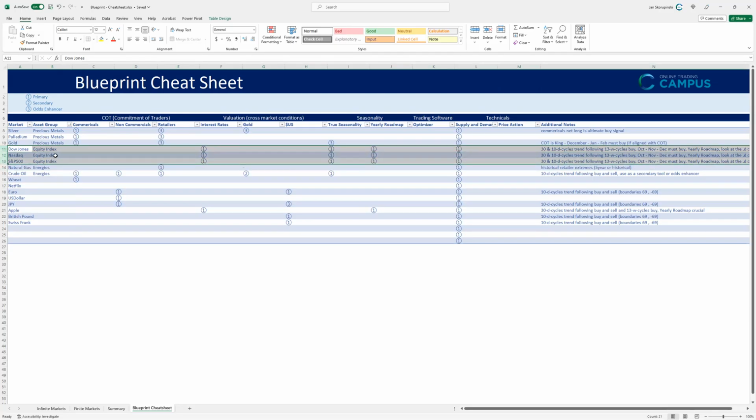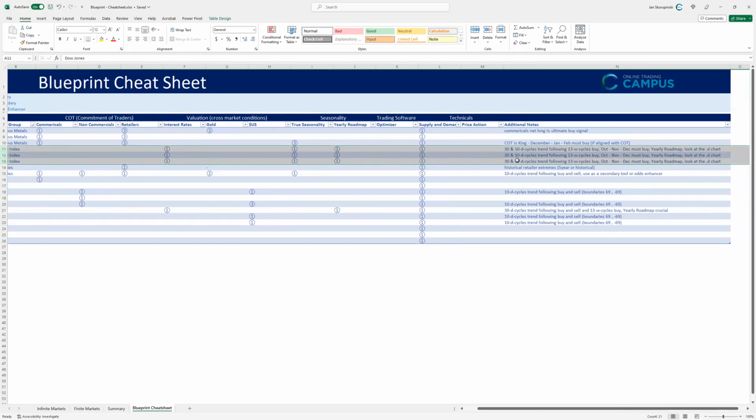my equity indices. And so we can see we looked at interest rates, the true seasonals, the yearly roadmap, and supply and demand. And here are just some notes, and they're all the same for all of them: 30 and 10-day cycle trend following, as well as 30-week cycle low buys. Then October, November, December is a must buy based on true seasonality. Then we look at the yearly roadmap. Then we also look at the .D charts. So these are our additional notes for equity indices.